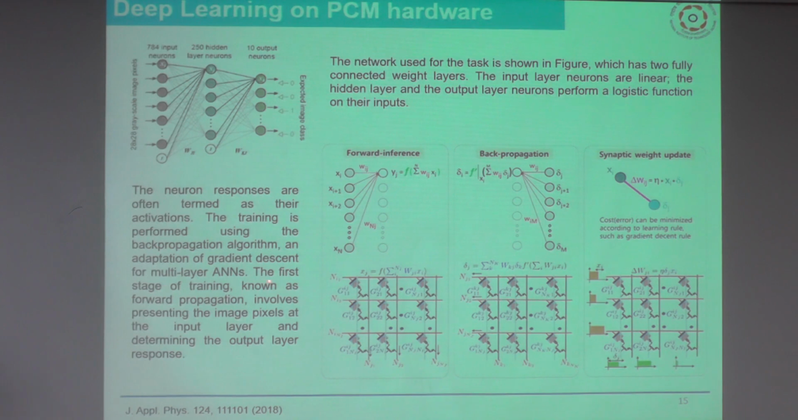The first stage of training is known as forward propagation and involves presenting the image pixels at the input layer and then determining the output layer response. So here first is your input, this is the training, and this is the weight update. This is the basic fundamental I am telling you, for people who are interested in that direction. This chalcogenide based phase change memory, you can think in that direction also. It has a huge application in AI. So people who are working on the hardware side can think about this.